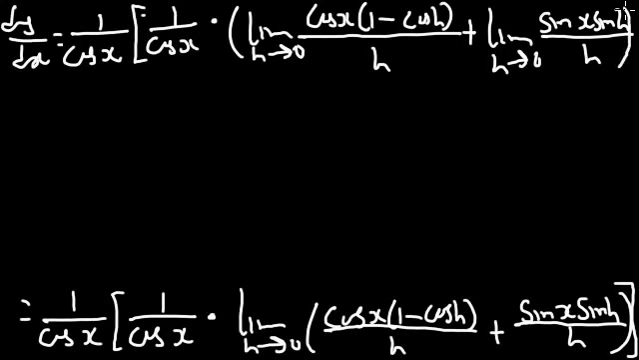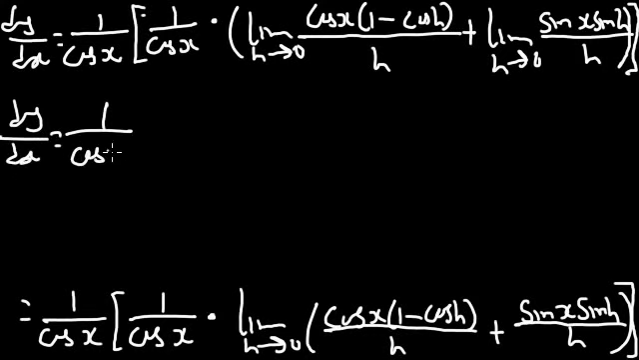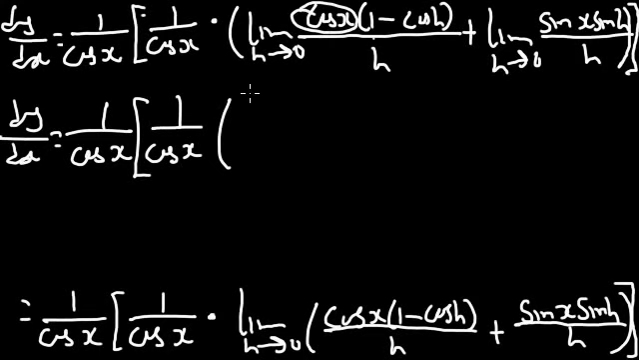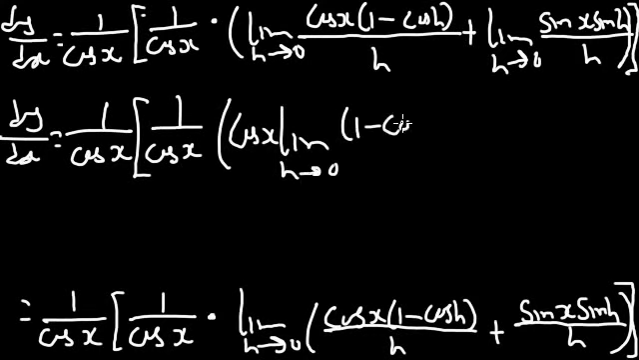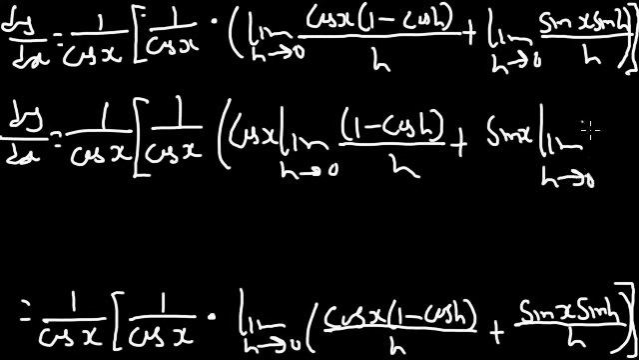Good. Therefore we have 2 brackets there. Perfect. Now dy/dx is equal to 1 over cos x multiplied by 1 over cos x again. Now in the limit of this, you can see cosine x has no business with the limit. You can take it out. So cosine x, the limit as h approaches 0 of 1 minus cos h all divided by h, plus also sine x has no business. You can take it out of the limit: sine x multiplied by the limit as h approaches 0 of sine h over h. Good.